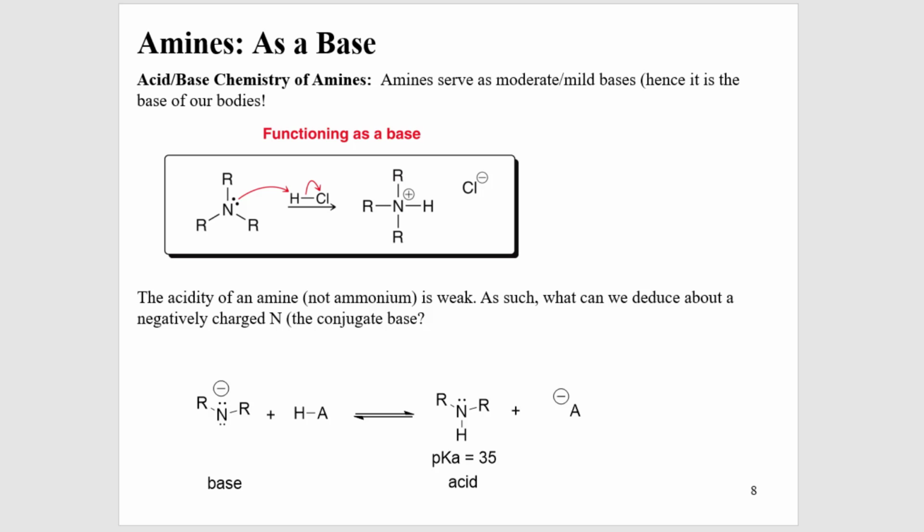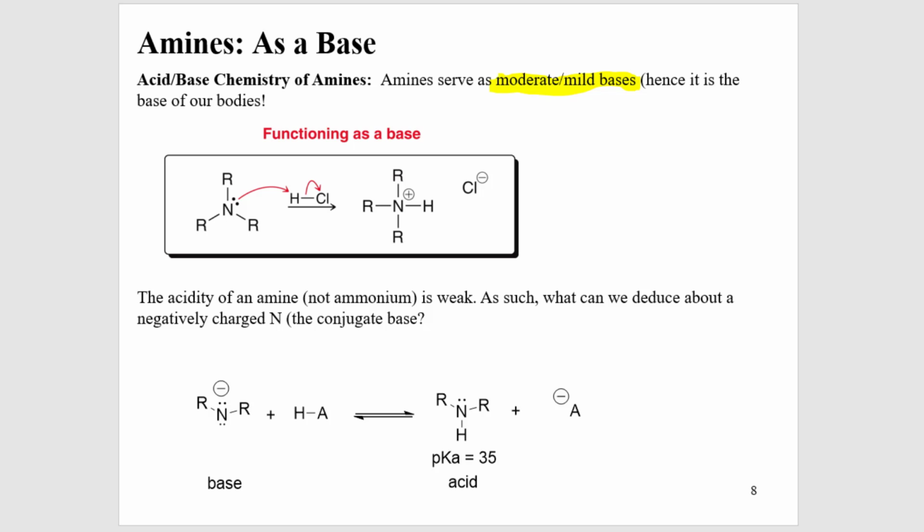Acid-base chemistry of amines, a little bit more. Amines serve as moderate to mild bases. So we're going to see amines be bases in this chapter. I also wanted to note that although it is a base, it is a mild base. It's a moderate to mild base. It's not super strong. We often use amines to quench, or ammonium systems, which are weak acids, to quench in our workups.